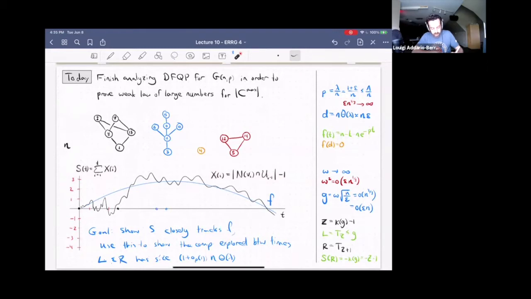So p was our percolation parameter. We wrote it as lambda over n, or 1 plus epsilon over n, and we had some absolute constant bound A on the numerator there. And also we needed p to be at least this much bigger than 1. So epsilon n to the third should tend to infinity. Then we'd written D for n theta of lambda.